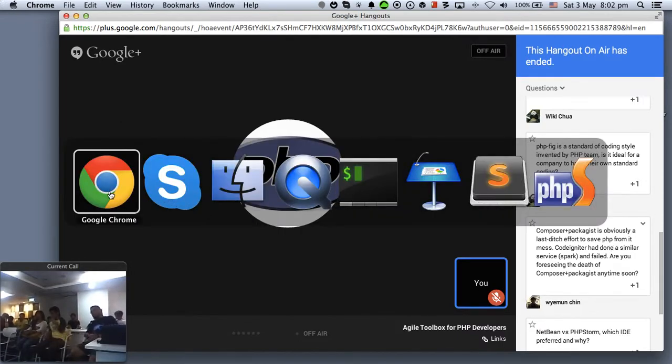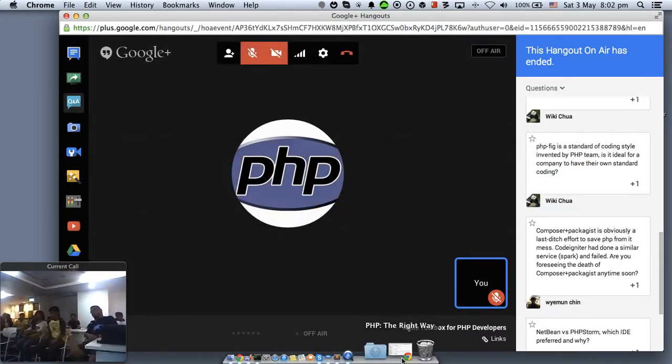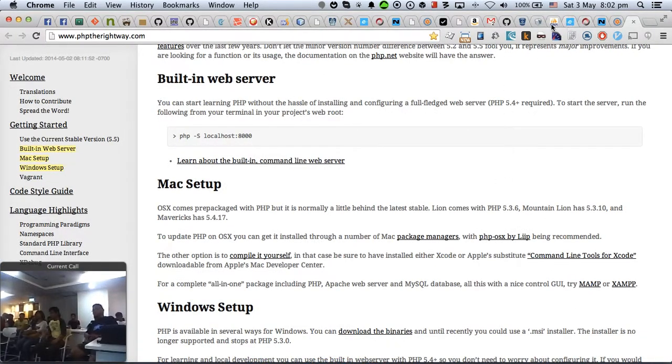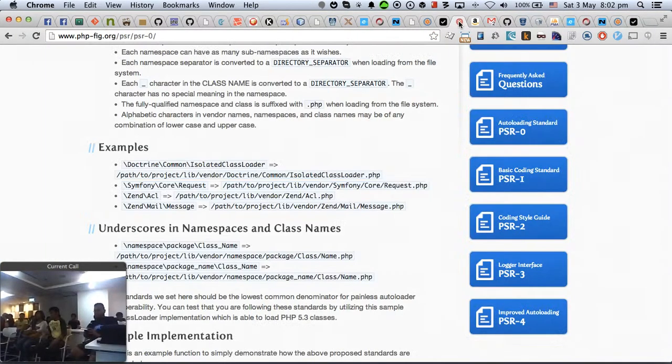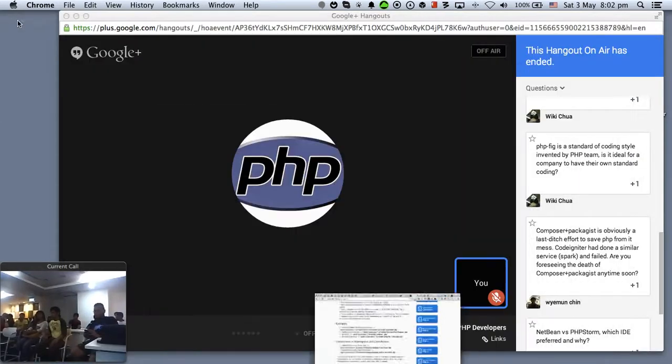Let me try and recall. The Framework Interop Group coding standard, coding style. PSR1 and PSR2 are coding standards written by the FIG.